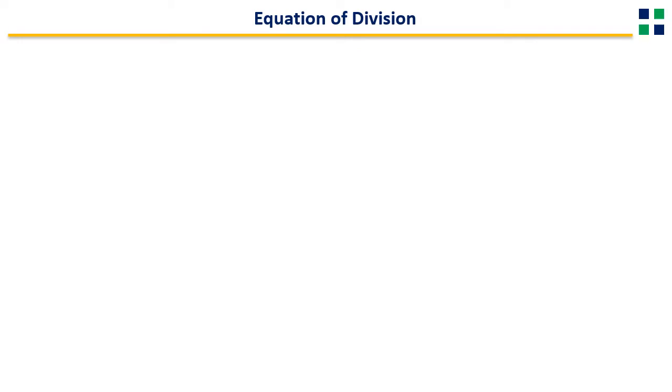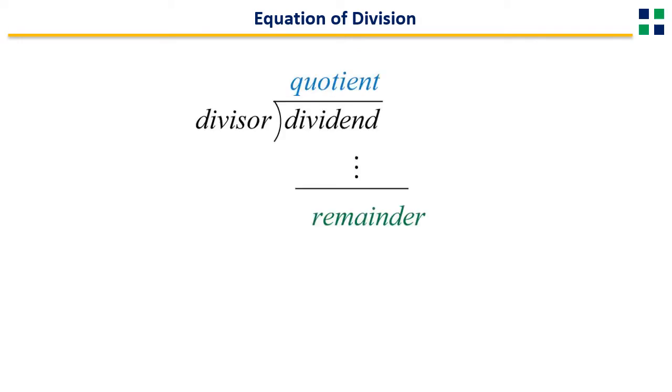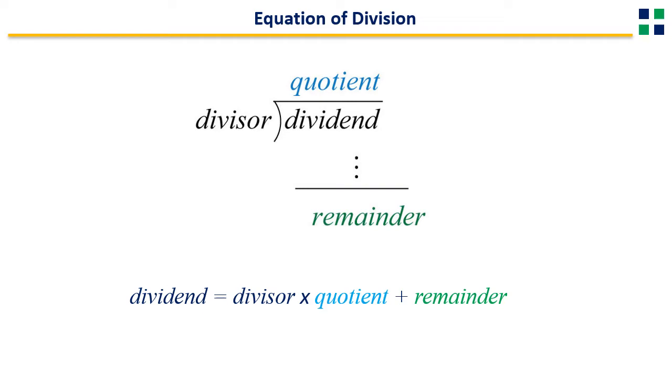Now let us talk about the equation of division. When we divide a dividend by a certain divisor, we get a quotient and a certain remainder. What is the relation between them? Dividend is equal to divisor into quotient plus remainder. On this basis, we will try out some questions now.